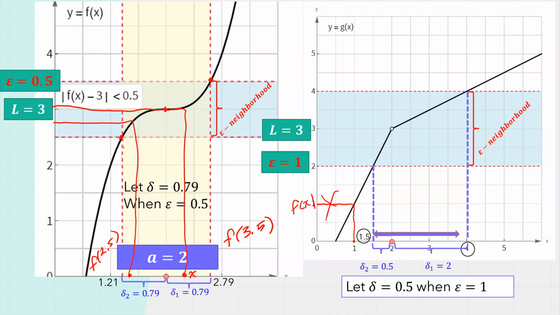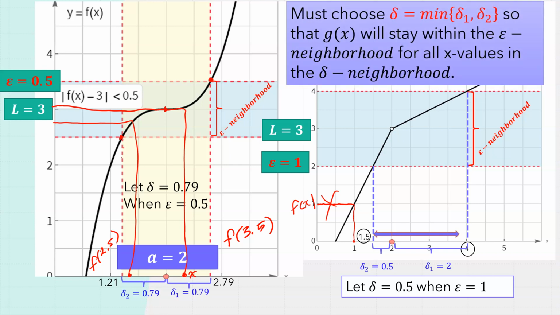The lesson here, the essence of this slide, is that when the graph is not so symmetrical, we need to choose delta to be the minimum of the distances, so that wherever x is, f of x will always be within the epsilon neighborhood. We're not going to go all the way out. We're only going to go right here, just 0.5 distance away from 2. And that is what we will let delta be.